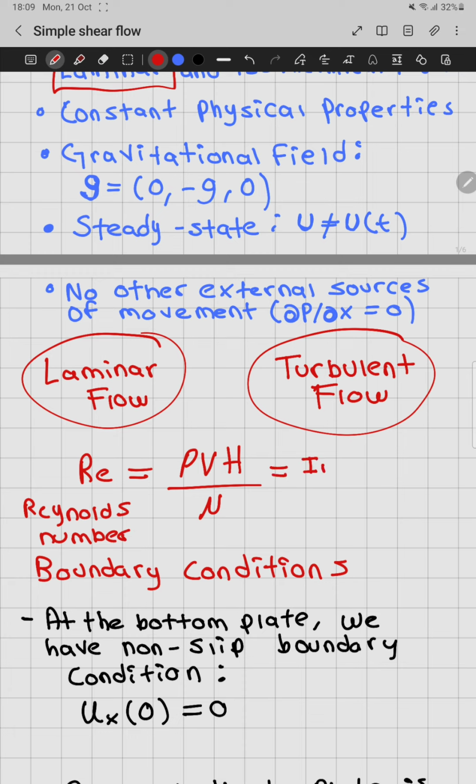So basically this number, which is called the Reynolds number, compares the inertial effects in the flow with the viscous effects.